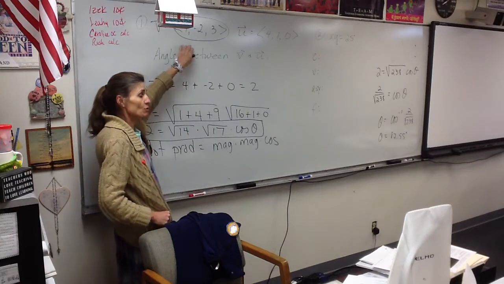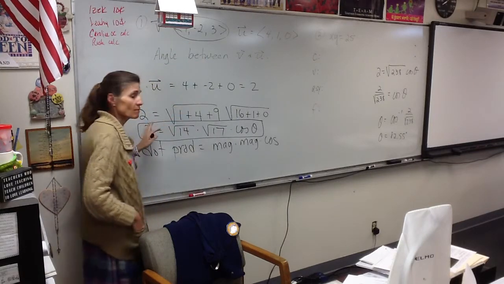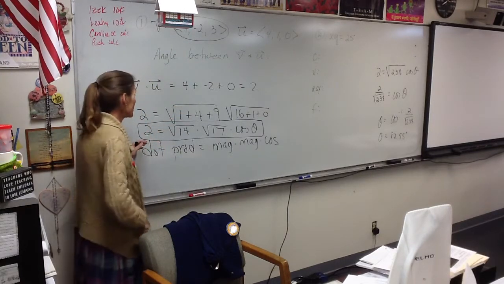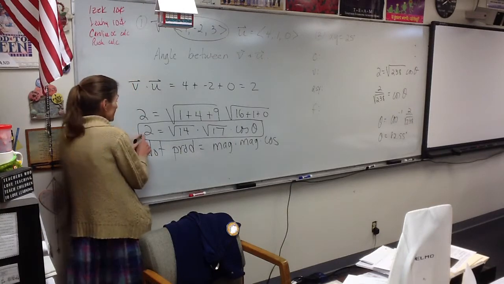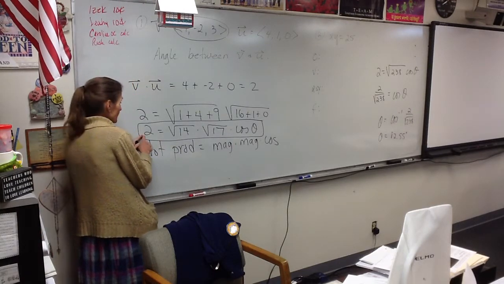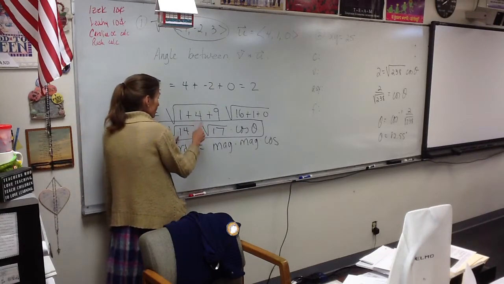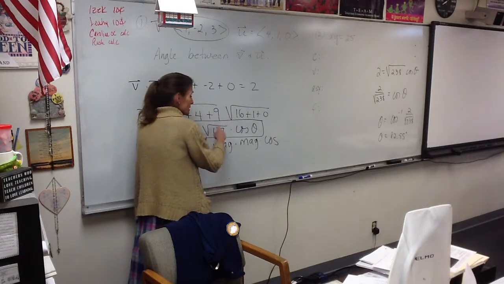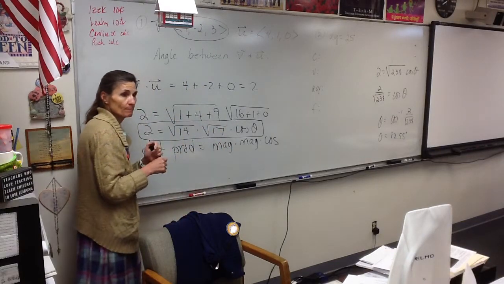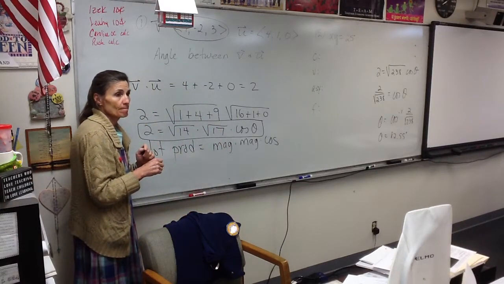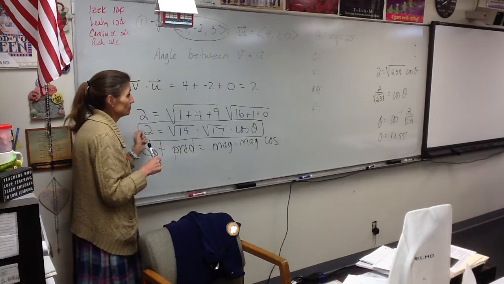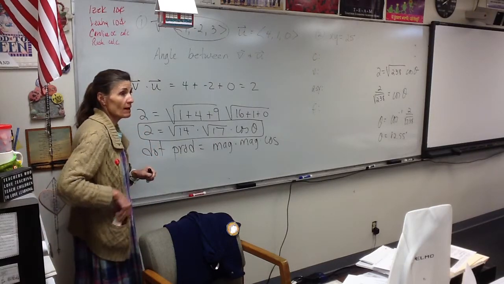If you have two vectors, the easiest, fastest way to find the angle between them is to do what? Dot product equals magnitude of the first times magnitude of the second times cosine. Everybody okay with that?